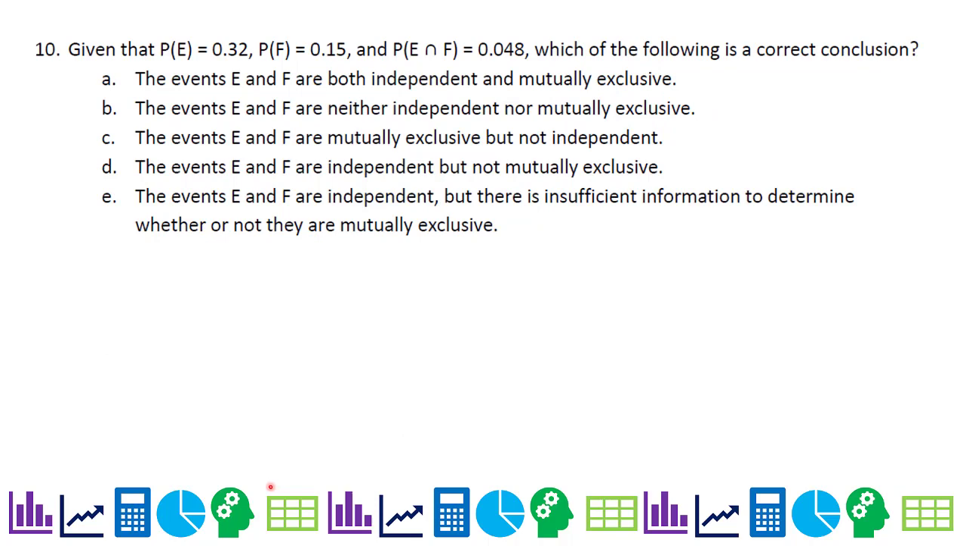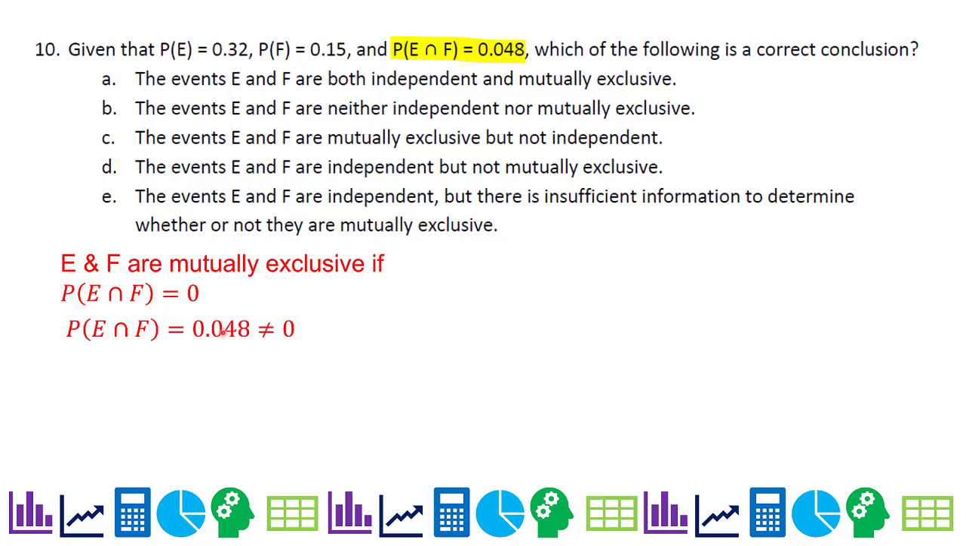Number 10, given that the probability of E is 0.32, the probability of F is 0.15, and the probability of E and F both happening is 0.048, which of the following is a correct conclusion? Well, E and F are mutually exclusive if the probability of both of them happening is 0. But they just told us that it is 0.048, which is not 0, all right? So that means it's not mutually exclusive. So you can cross off A and you can cross off C, all right?